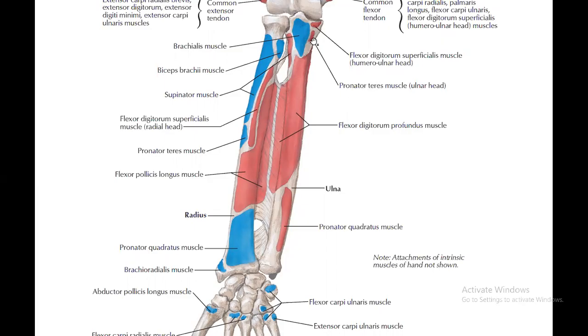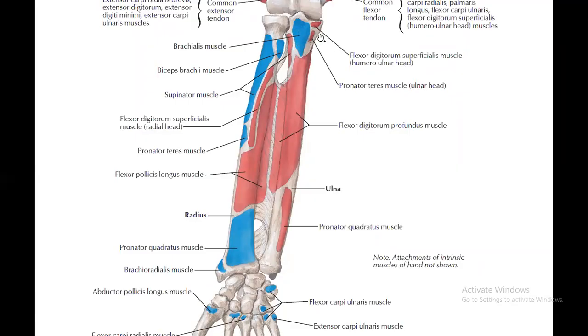This is the pronator teres and this is the flexor digitorum superficialis. These two muscles have an origin from the medial surface of the coronoid process. This is the coronoid process only. This is the medial surface. This is the anterior surface, where in the anterior surface you will see the insertion of the brachialis.